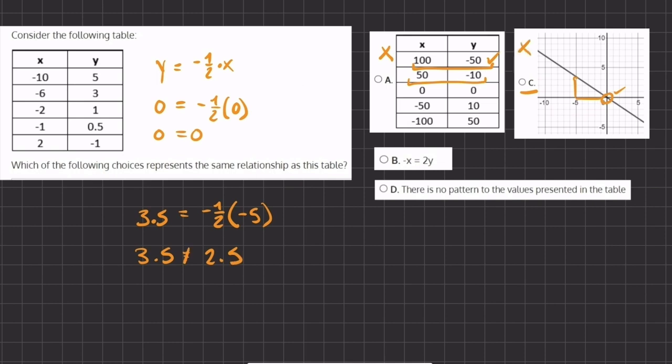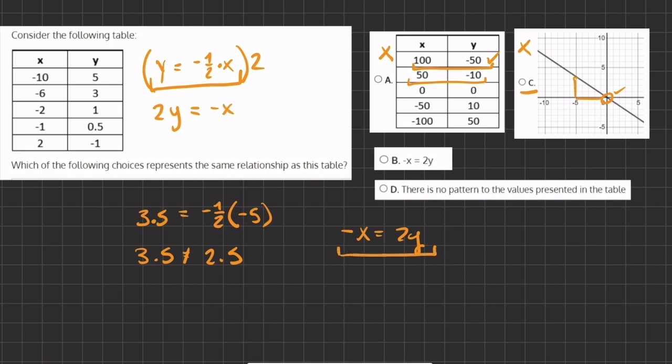Alright, so now let's check answer B. We have negative x equals 2y. Now let's try to take our formula and manipulate it and see if it can also equal this formula that is given for B. So if we take our formula and multiply everything by 2, let's clear again some space, we will get 2y equals negative x. And this is exactly what we have written here in answer B, but it's just written on the opposite side. So we can still move it around and we can get negative x equals 2y, which is our answer B.